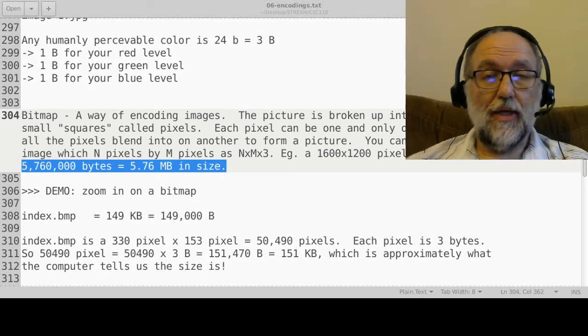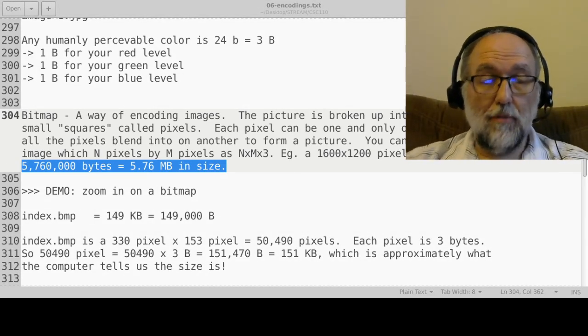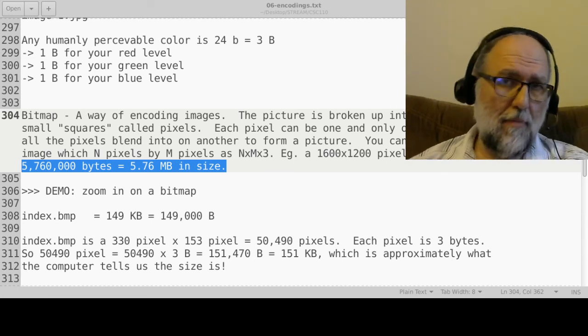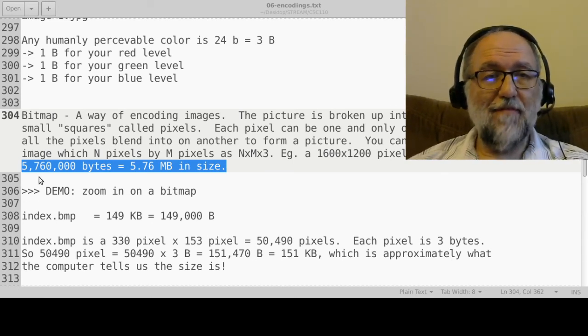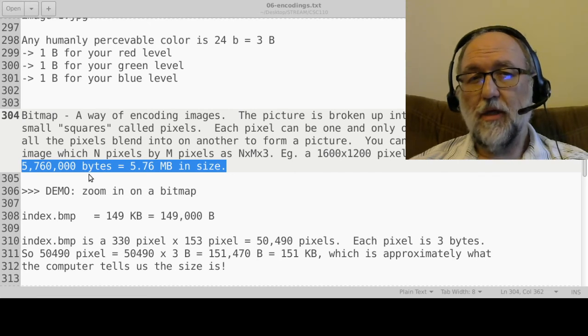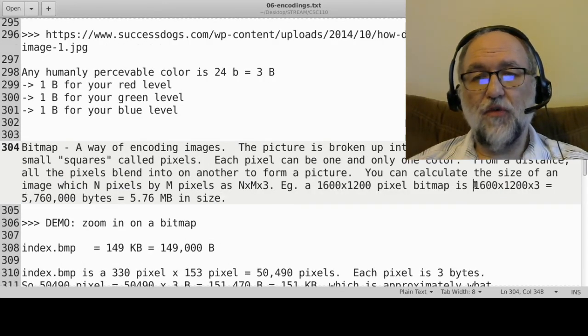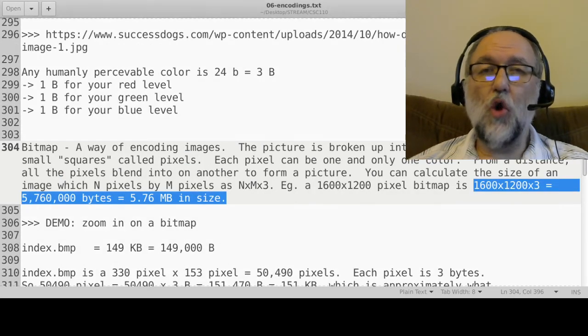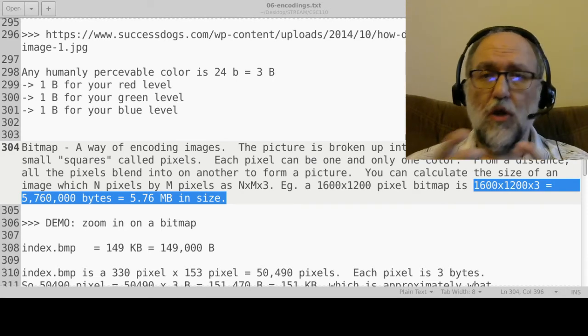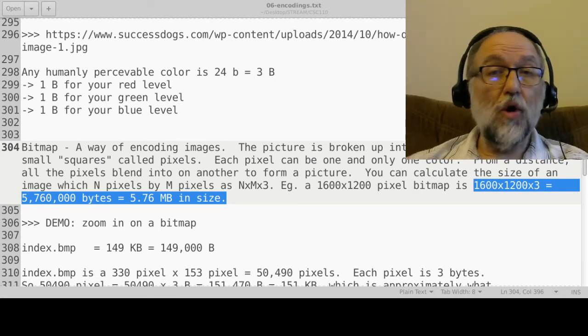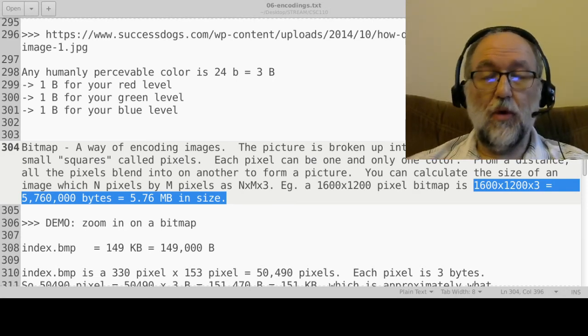When you multiply out the number of columns of pixels by the number of rows of pixels, then multiply it by 3, you're going to get 5,760,000 bytes, which is basically 5.76 megabytes in size. Okay. Now, if that conversion was a little bit much for you, don't worry. I'm going to have a tutorial video which will do a lot of word problems like this sort of thing. Okay. So there we go.